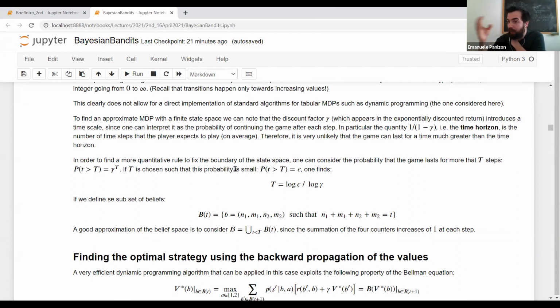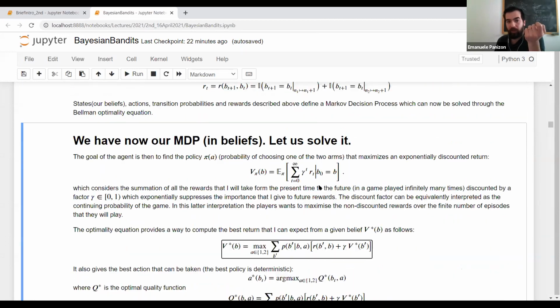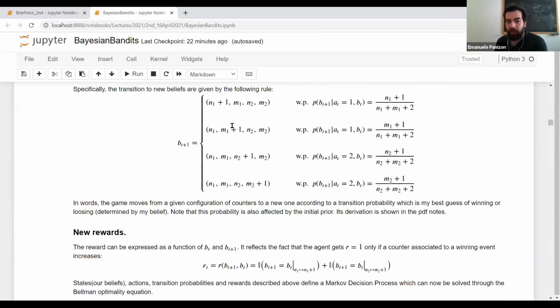It's a problem which can happen normally solving any MDP. What happens if I have an infinite set of states? Now enters the good thing we've seen before, which is transitions. As we saw here, you can see the transition from a time t to a time t plus 1 always adds 1 to some integers.